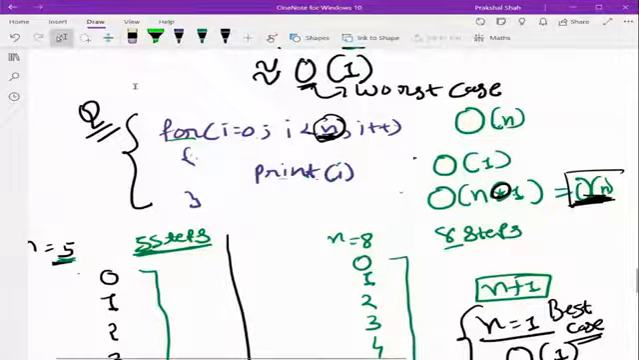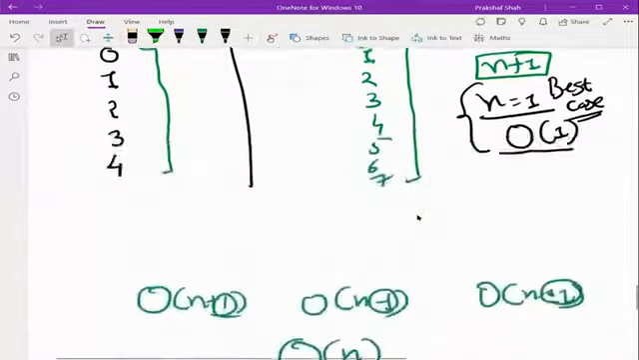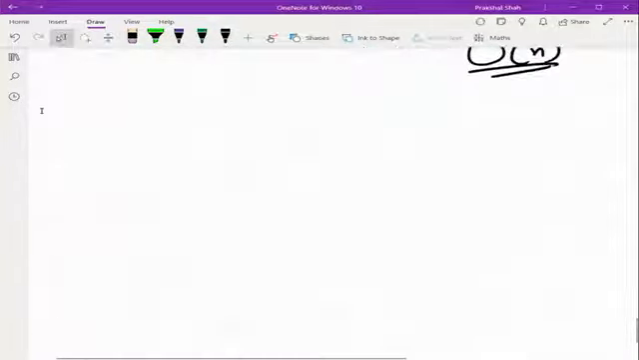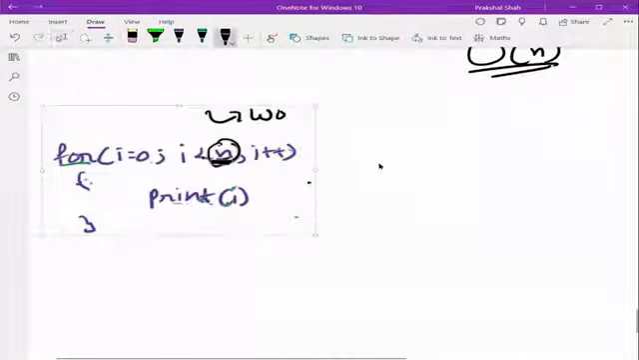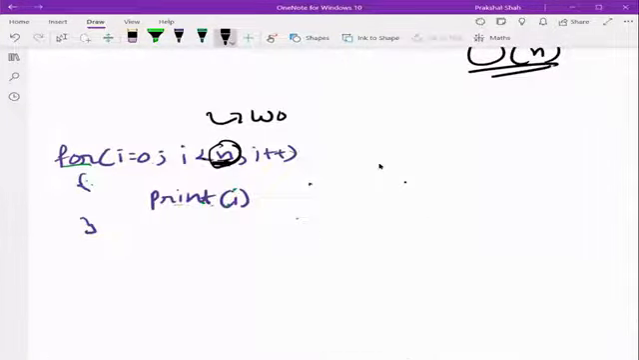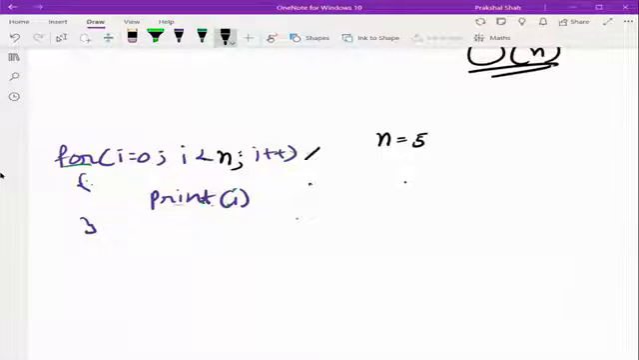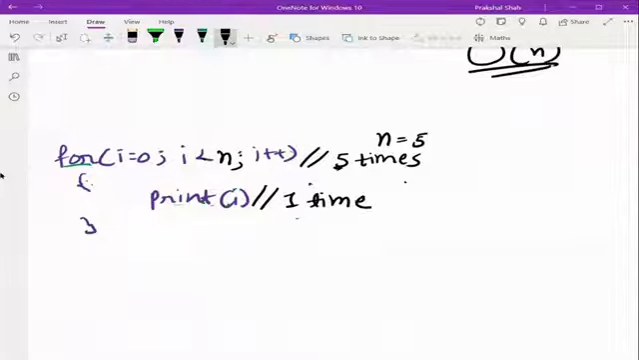Okay, so let me take this. See here, what is happening? Input of n. If I'm passing n, let's say n is equal to 5, can I say this for statement will run 5 times, and each time it will perform one step? Now it will produce output of what?